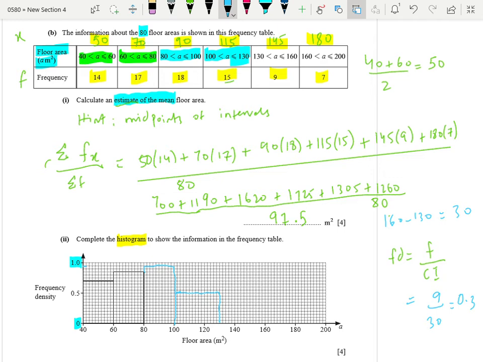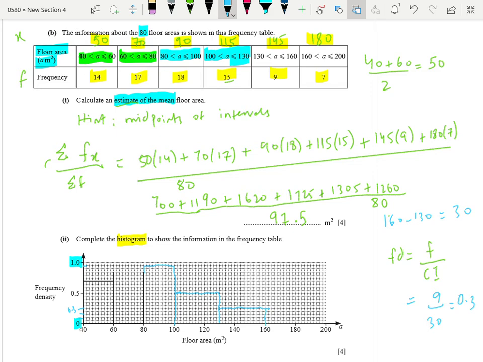I think two small boxes on the y-axis make up 0.1, and then again two small boxes 0.2, and then again two small boxes 0.3. So we start from 0.3 and go on till 160.